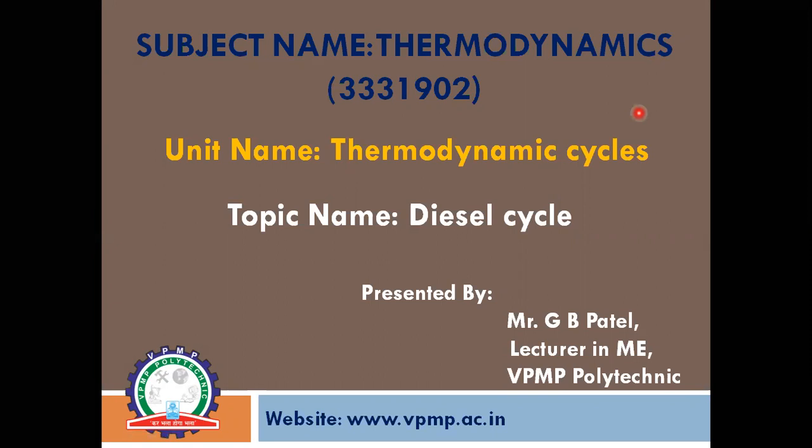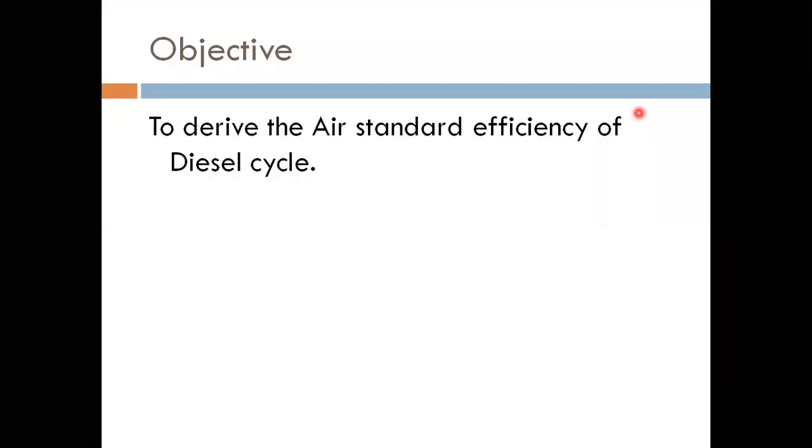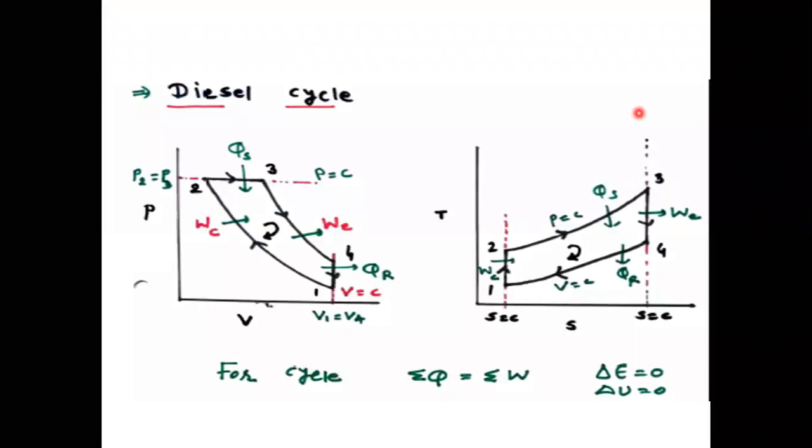Today we are going to discuss the diesel cycle. The objective of this video is to derive the air standard efficiency of the diesel cycle. So let us derive the air standard efficiency of the diesel cycle. You can see here the diesel cycle on the PV diagram as well as on the TS diagram.